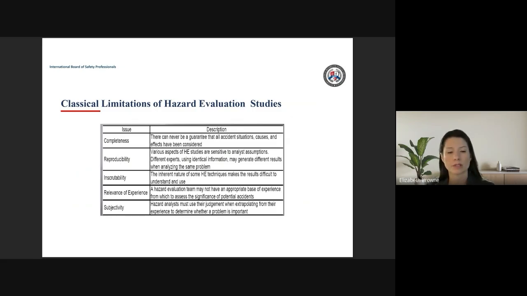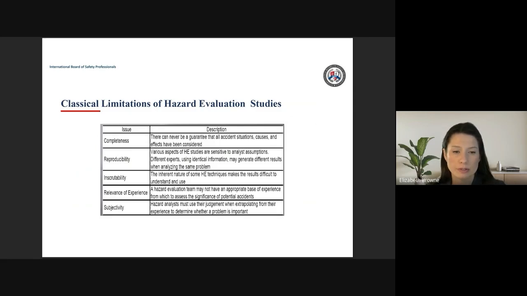Also, relevance of experience. So a hazard evaluation team may not have the appropriate base of experience to assess the significance of potential accidents. We spoke on the last slide about why this is where it can be helpful to use a HAZOP study or a checklist to help guide a team that's less experienced to create the best hazard assessment that they can.